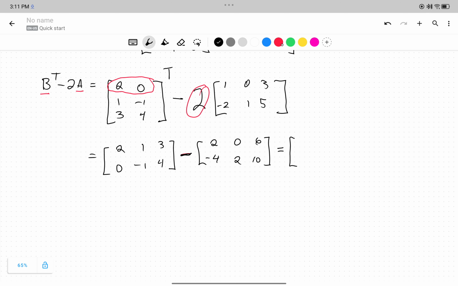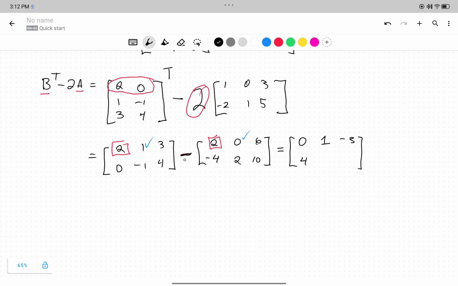And then remember what we said. This goes with this one because they're in the same location. And if it's telling you to subtract 2 minus 2, that's 0. And then that one goes with that one. 1 minus 0 is going to be 1. And then you just go all the way with the rest of them. 3 take away 6 is negative 3. 0 minus minus 4. Negative negative turns into a positive. 0 plus 4 is 4.